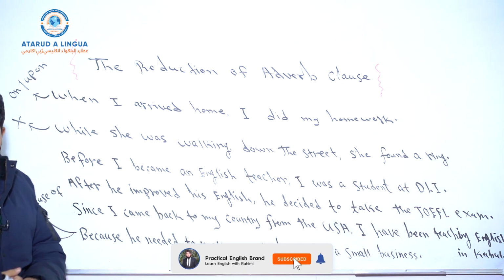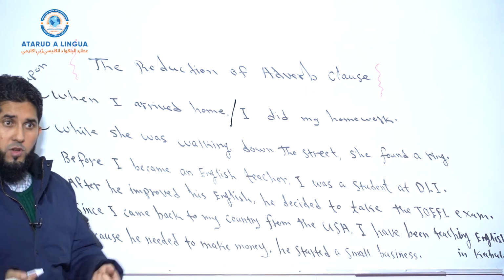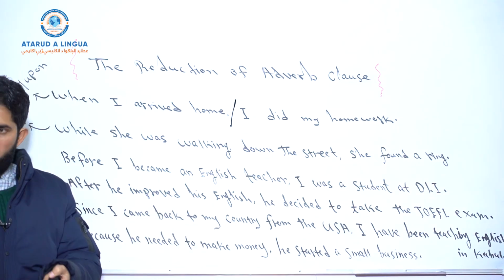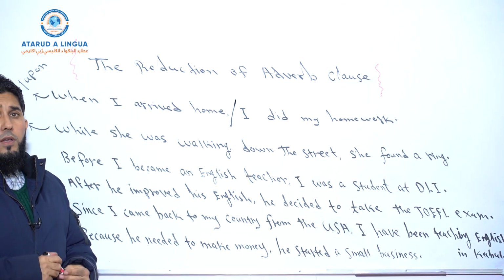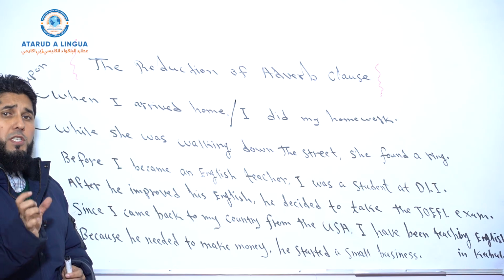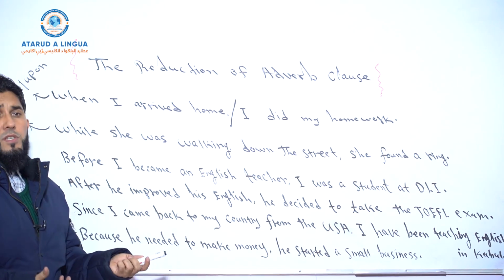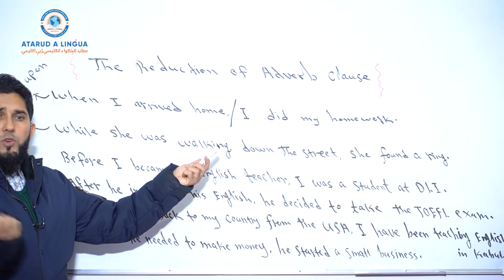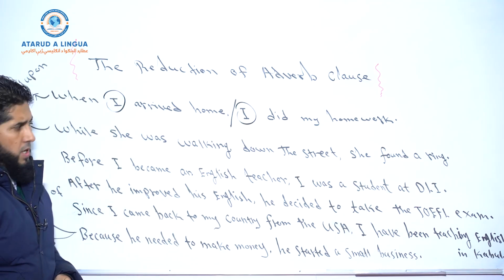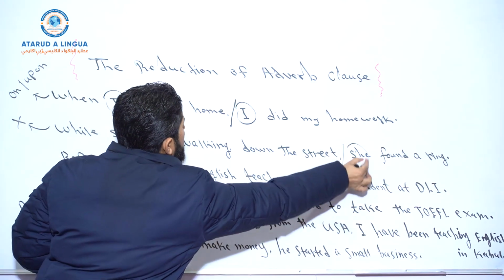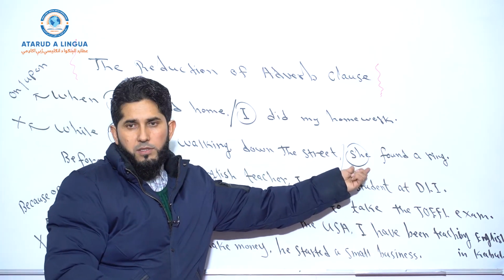So now look, all of these sentences are complex sentences. You know that a complex sentence is the combination of two clauses, one dependent and one independent clause, right? And when you want to do this, the subjects of both clauses must be the same person or thing. If you have different subjects in your two clauses, then reduction is not possible. Look, I is the subject here and I is the subject here. In here we have two clauses. She is the subject of the adverb clause of time, and she is the subject of your main clause. Okay?